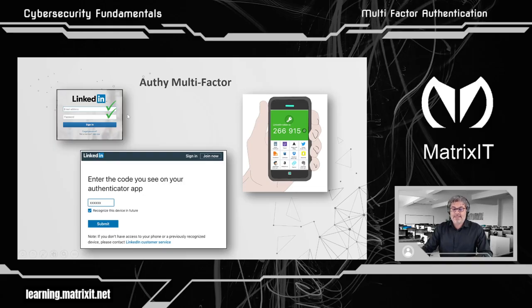LinkedIn said, you got it right. You check your phone, go into the app, and tell me what the number is on your app. And we're not sending you anything. Just tell us what that number is. And you put it in, and again, recognize this device in the future. Once I put this code in here and I say recognize this device in the future, and I hit submit, it will not ask me to do this again on this laptop. The minute I use another laptop, it will. Now, this is Authy. Google has one too.